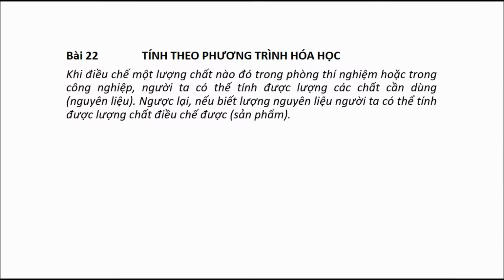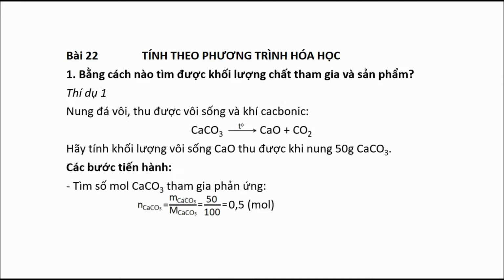Lesson 22. Calculations on chemical equations. When any substance is prepared in the laboratory or in industry, the amount of reactants, the starting materials, can be calculated. On the contrary, with a fixed amount of material, the amount of substance formed, the products, can be calculated. 1. How to calculate the mass of reactants and products.